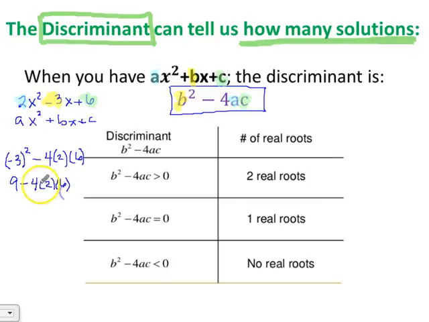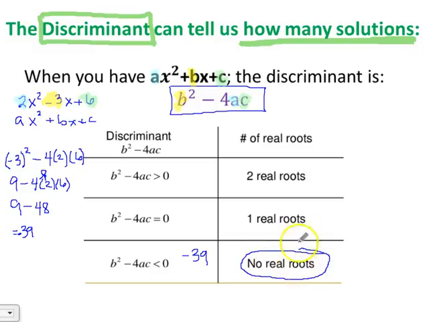Well, what's 4 times 2? 4 times 2 is 8, and what's 8 times 6? 8 times 6 is 48. So 9 minus 48 gives us -39. So our discriminant is -39. So which category would it fall into? It's less than 0, so it's going to fall into this category, which means that there would be no real solutions.